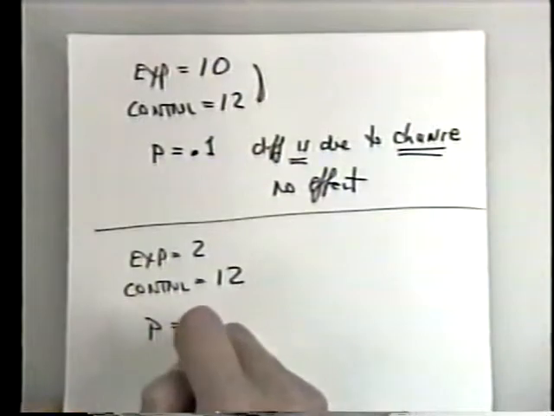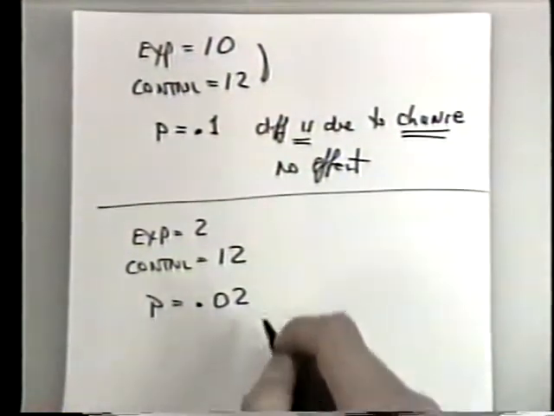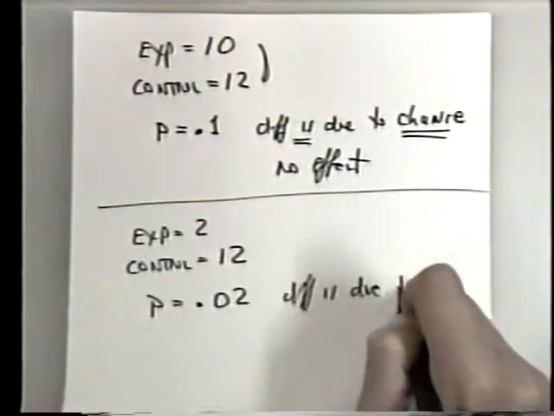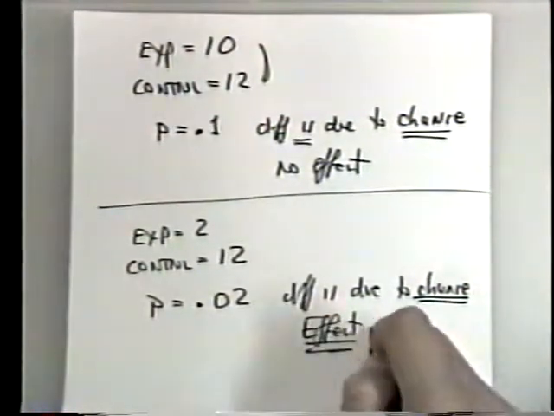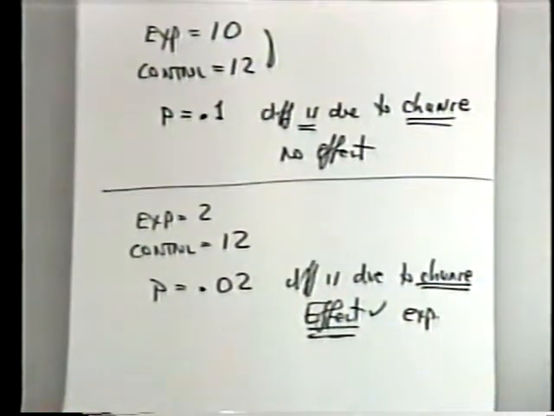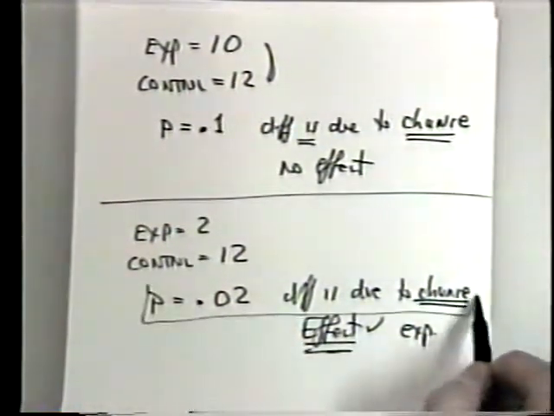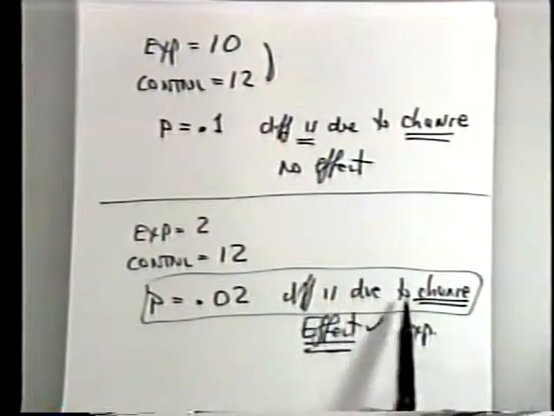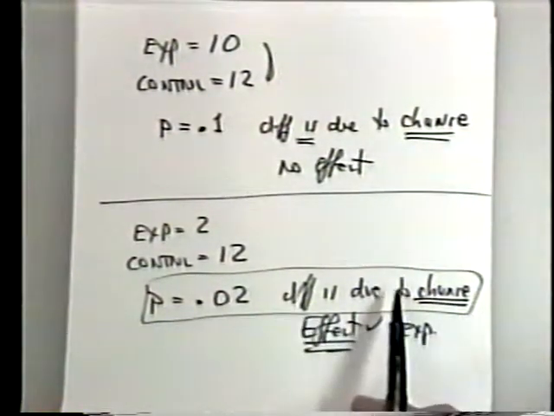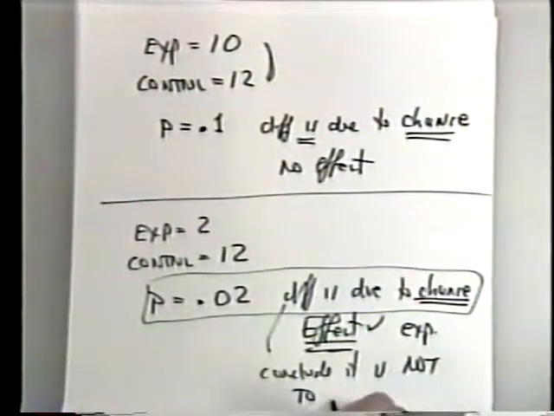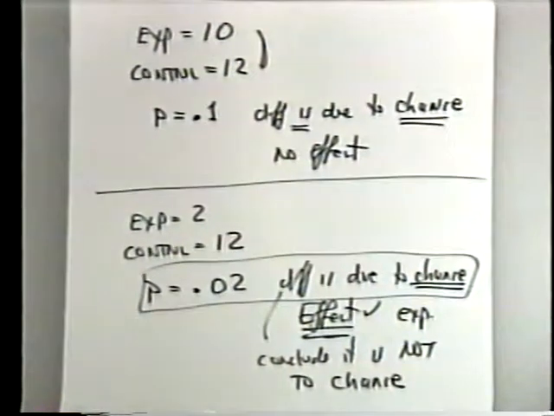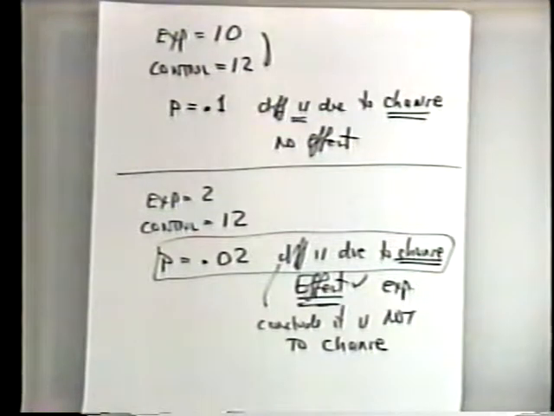This might contrast, for example, where the experimental value is 2 and the control value equals 12 again, and the probability that the difference is due to chance is 0.02. And so we do have an effect of the experimental condition. This probability is 0.02 that the difference is due to chance. Since this probability is so small, we conclude that it is not due to chance. And this is how p-values are used in experiments and how they're reported in the literature.